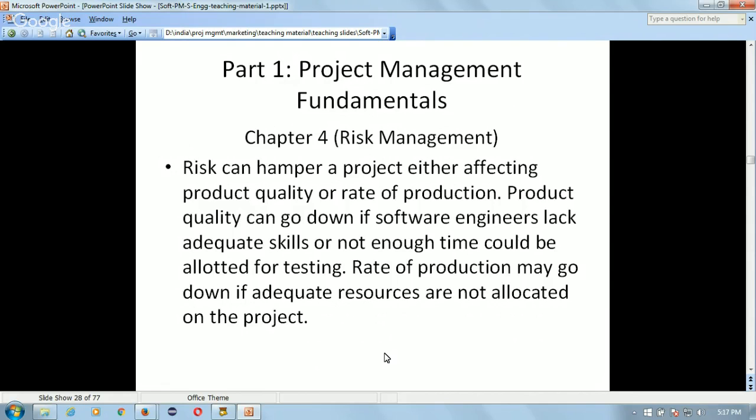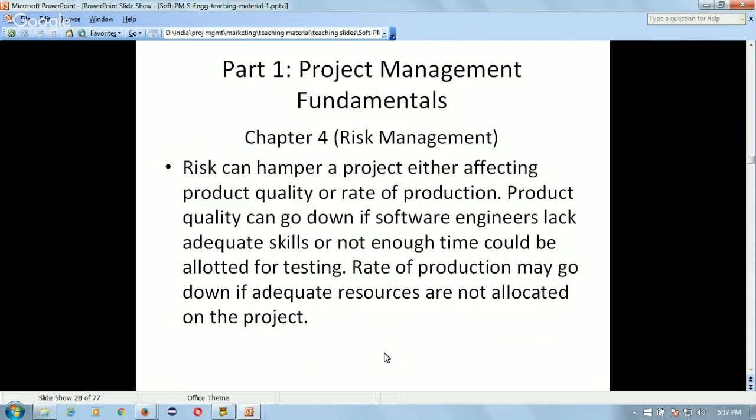Product quality can go down if software engineers lack adequate skills or not enough time is allotted for testing. So the quality of the software product which you are developing in the project can go down if some required skills are not available. Some software engineers have less than adequate skills, or sometimes there is not enough time left to do a complete testing. So some of the defects could not be detected, and so the quality will suffer.